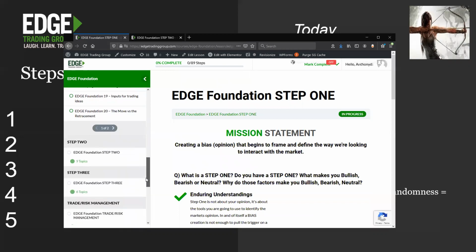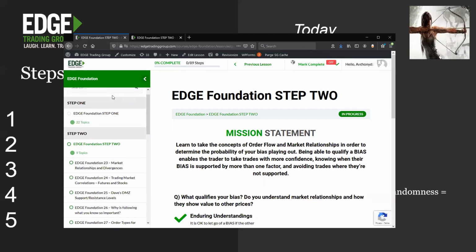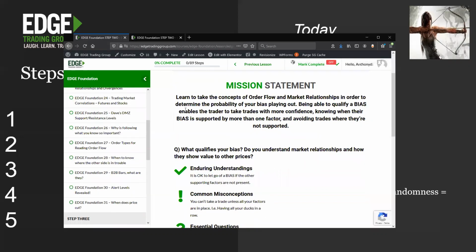And then you go to step two. There's only 9 topics in step two. You're like, well, Anthony, what am I supposed to get in step two? Learn to take the concepts of order flow and correlations, market relationships, in order to determine the probability of your bias playing out. Be able to qualify a bias. It enables a trader to take trades with more confidence.